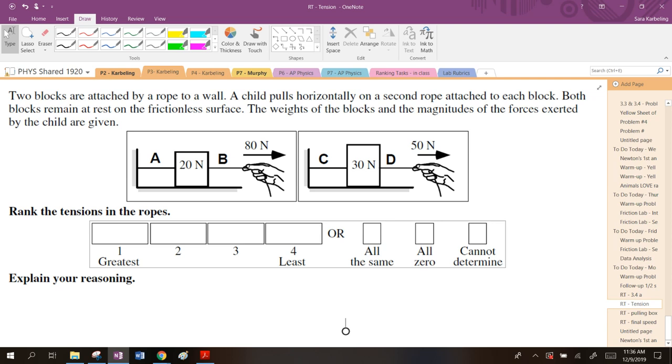So engage with this problem. You can do it. You have enough physics to do this, but it needs to be quiet. Okay? It needs to be quiet, please.